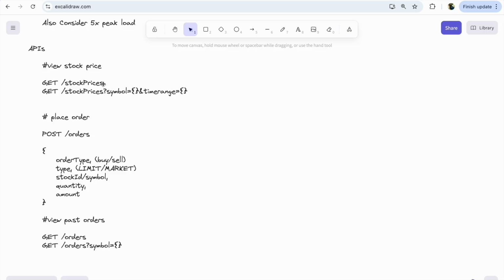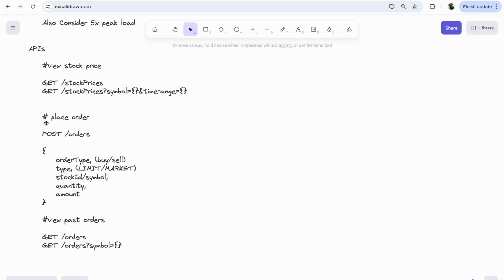I have not added the query parameters for pagination and sorting, but we can add that. Next, GET /stock-prices for a given symbol with a time range, let's say the customer wants to see the stock prices for the last 1 hour, or last 1 day or 2 days, right? So this we can do using this API.